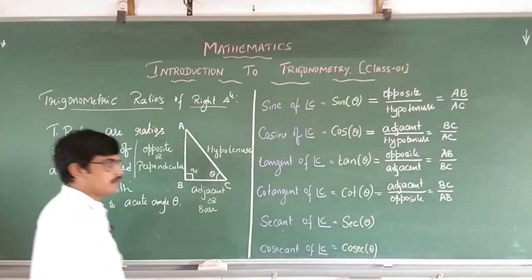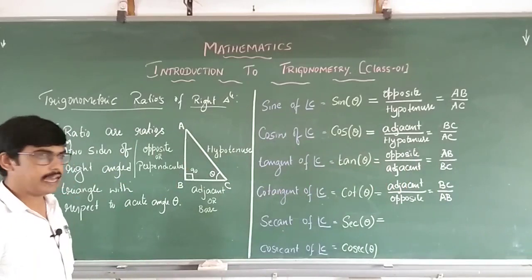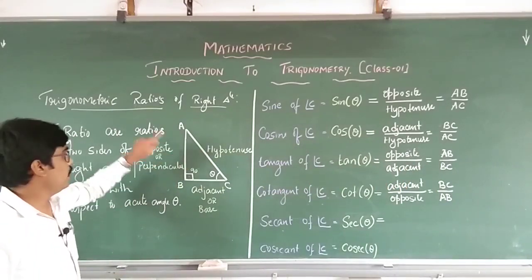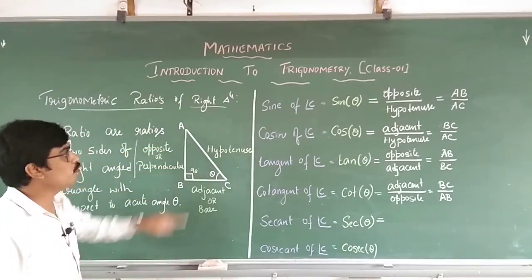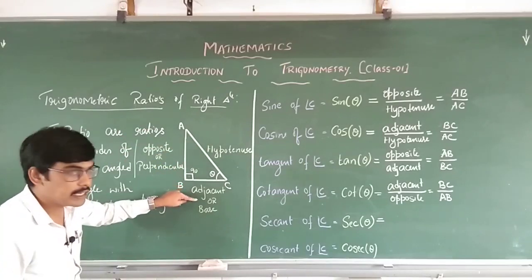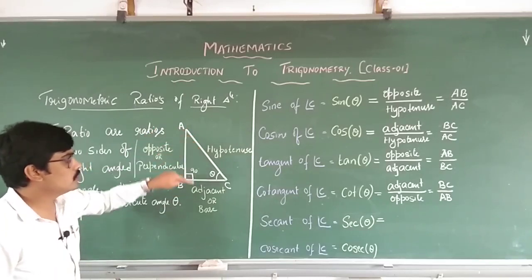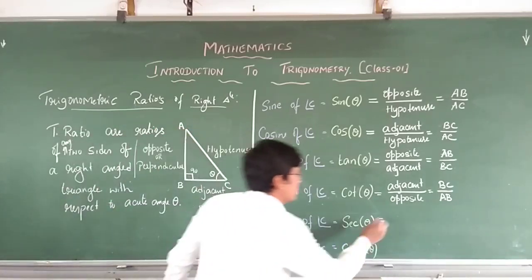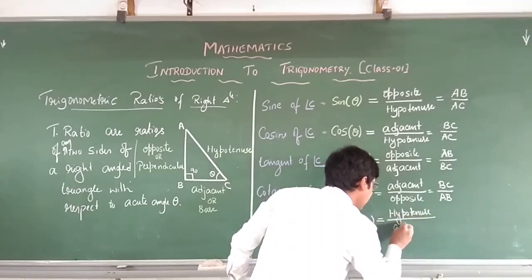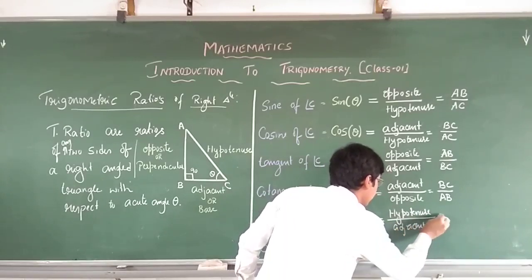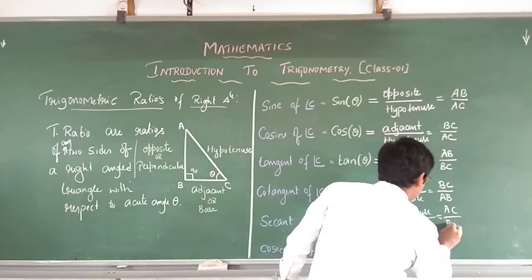Now the fifth one, secant of theta, that is secant of an acute angle. Secant is the ratio of hypotenuse to the adjacent. So let me write it as hypotenuse to adjacent. So it is nothing but hypotenuse, which is AC, divided by BC.